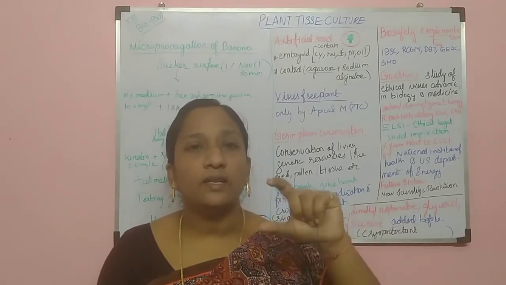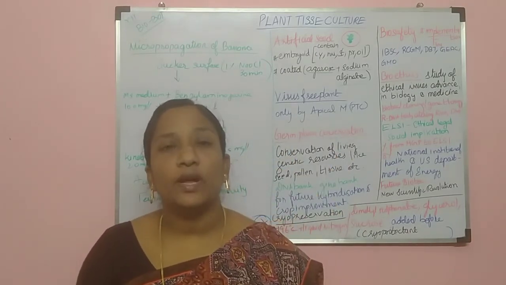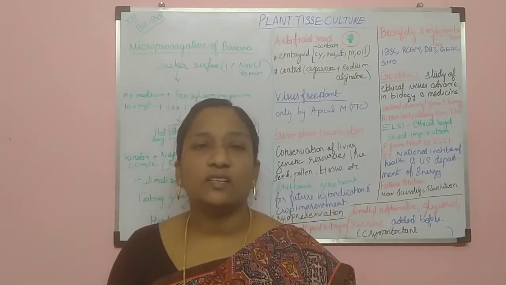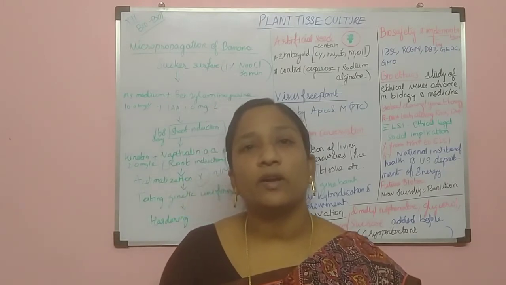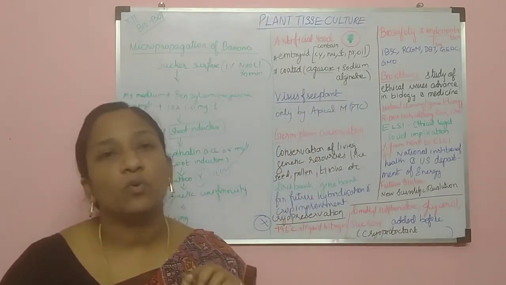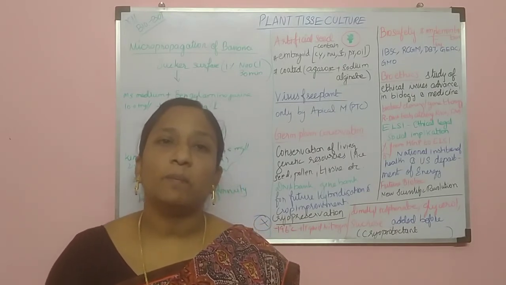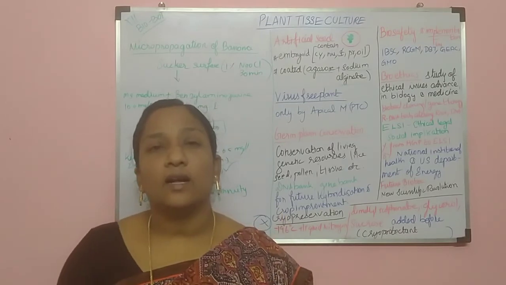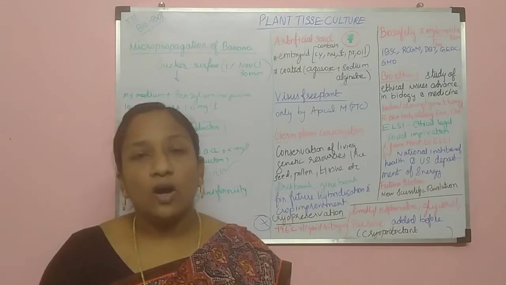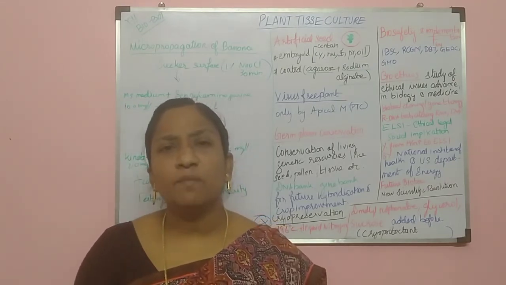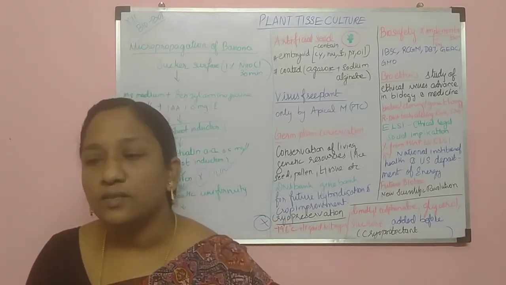If you want to separate the cells into different layers, you can go for centrifugation. Filtration, such as of plant extracts, hormones and enzymes, can be done using microfilters with 0.2 micron porosity. Then we learned about the preparation of culture medium, the different types of culture medium and how we can prepare them. Next, we also learned the procedure of plant tissue culture.